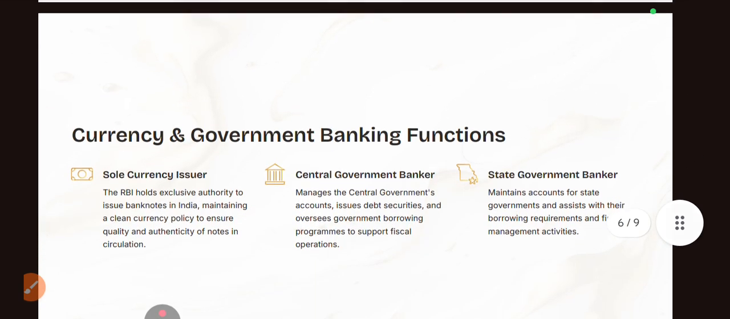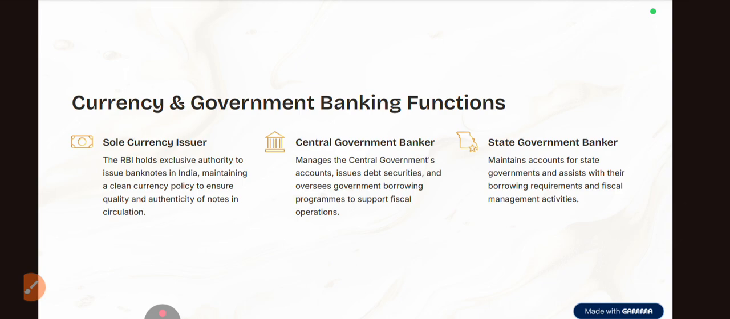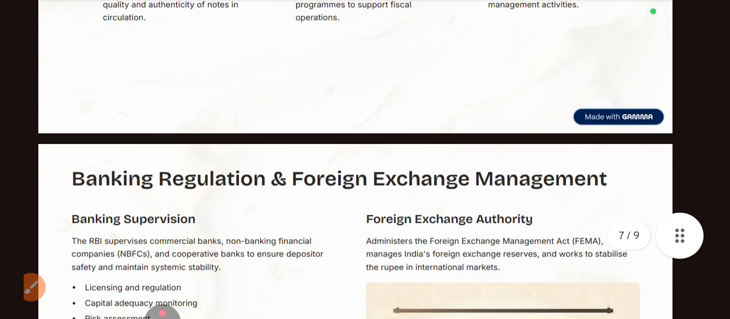The next is the currency and government function. Sole currency issuer: RBI is the only institution in India which issues currency notes, coins, etc. So we call it the sole currency issuer. And it is the central government's banker. RBI acts as a manager to the government, like a banker to the government. Just as we go to HDFC, Bank of Baroda or Kotak as customers, for RBI the customers are banks and the government. It is also the banker to state governments, and maintains the books of state governments, how much they are spending and how much they need. It is all maintained by the RBI.